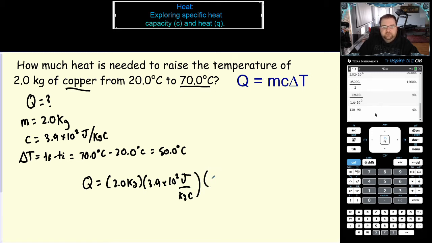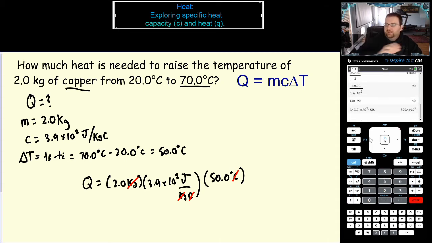And our delta T is 50.0 degrees Celsius. All right, let's do some unit analysis here. We're going to have kilograms and kilograms cancel out, and Celsius cancel out, leaving us with just joules in the end. Now let's figure out what quantity of joules we'll have. So we need to do 2.0 multiplied by 3.9 times 10 to the 2 multiplied by 50.